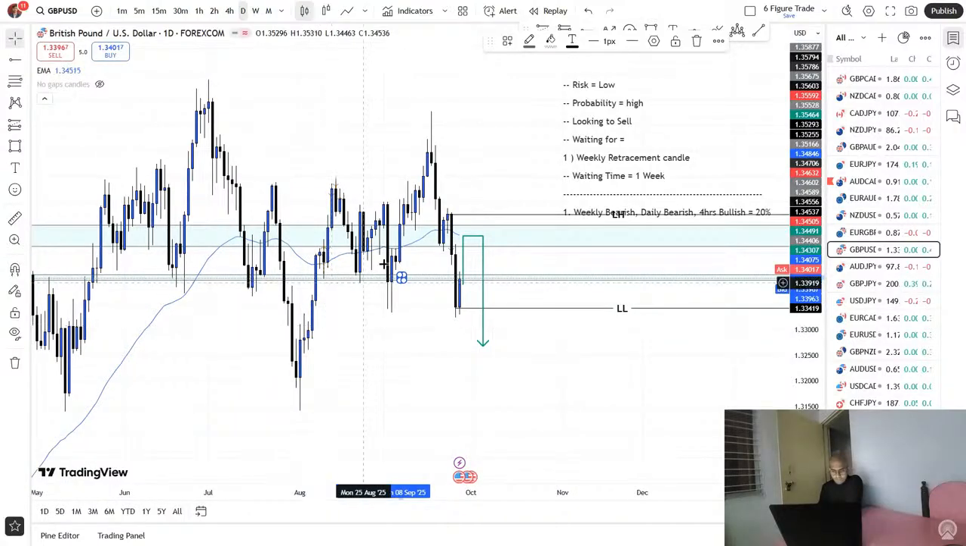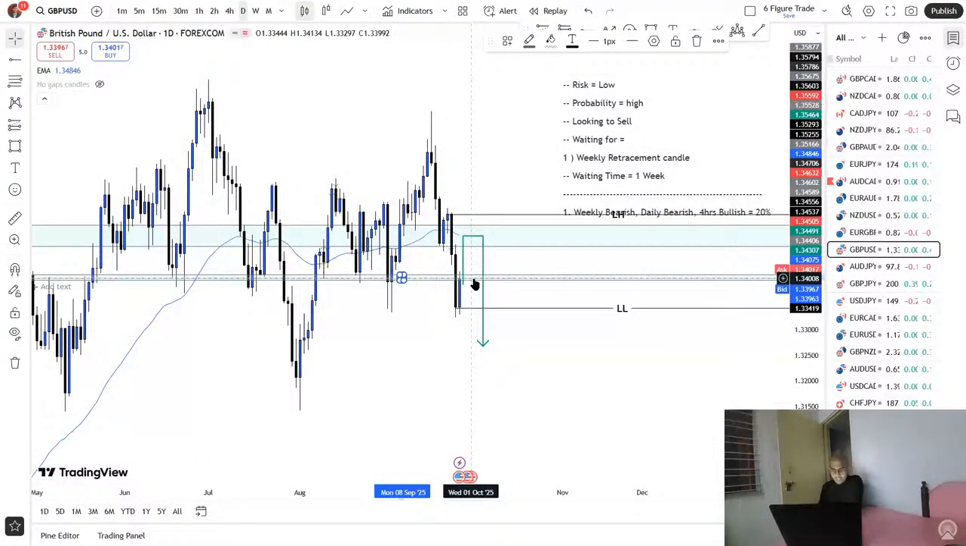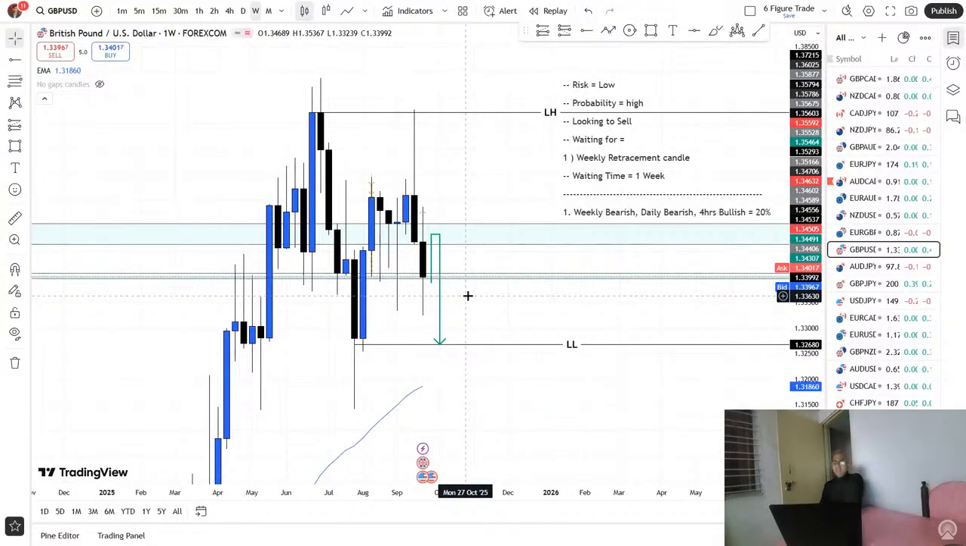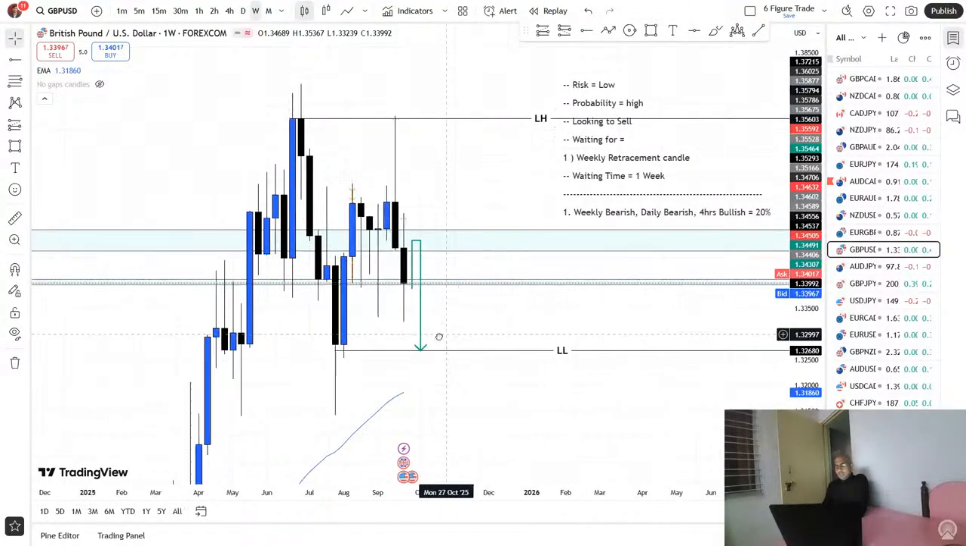If I certainly get the exact same pattern here, 1 day doji, I will be taking it to the next level. But it will be more probable when the weekly closes bullish. The next week is going to be pushed down.